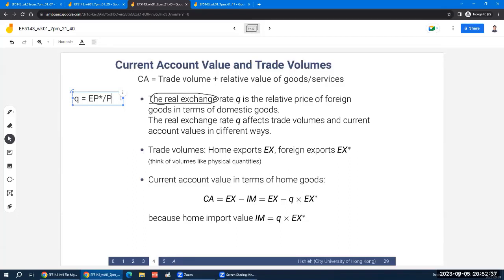So the reason we're defining the current account into these two components is because we want to understand how the current account changes when Q changes. That's ultimately what we want to do. How does the current account change when the relative price levels between countries change? Okay, so let me say that again. Why are we doing this? We're doing this because ultimately we want to know how CA changes when Q changes.